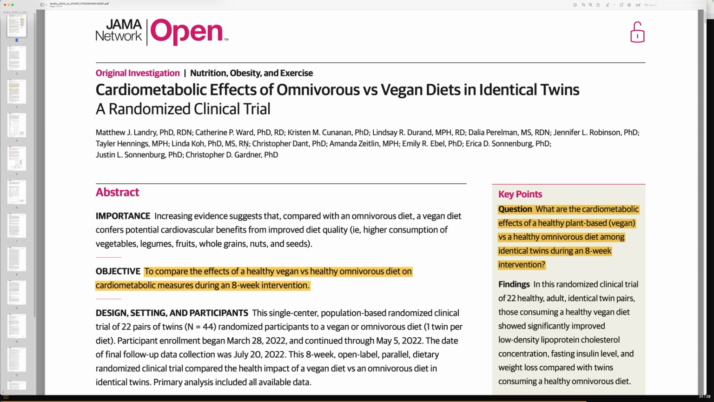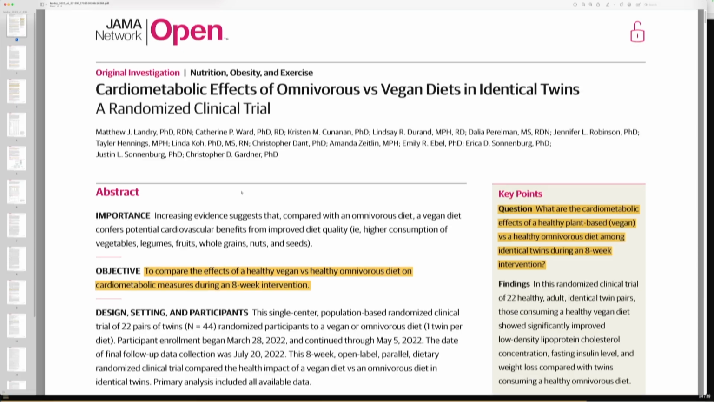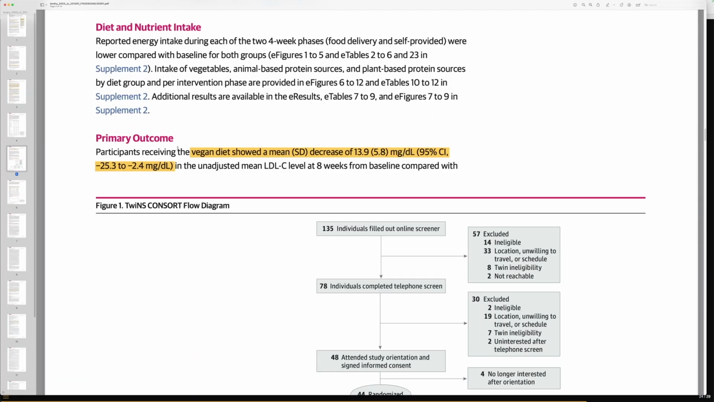Right. Let's look at our vegan diet study, and we are just going to find, is there a p-value or confidence interval in there? So let's go down to the results section. For the primary outcome, we'll see here that the participants receiving the vegan diet showed a mean decrease of 13.9 milligrams per deciliter. And here they have a 95% confidence interval, which is negative 25 to negative 2.4. So you can see the effect size is 13.9. The confidence interval ranges from negative 25 to negative 2.4. So that is something, definitely.